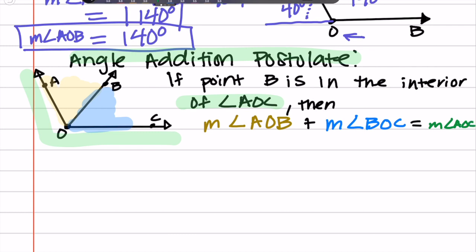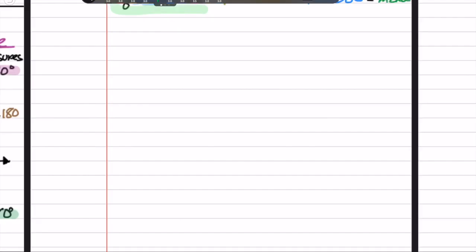And that makes sense, right? Two parts of a paper. If I tear a paper in half, those two halves, if I put them together, it's going to be a whole paper again. So both these parts combined will make up the entire thing.